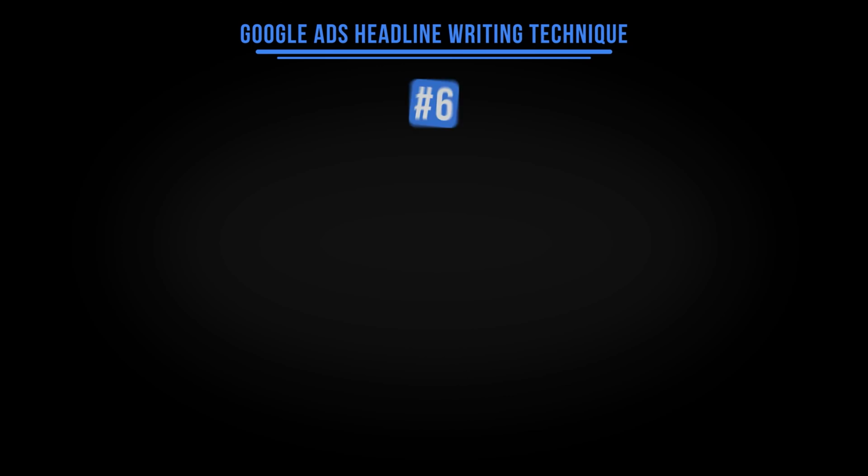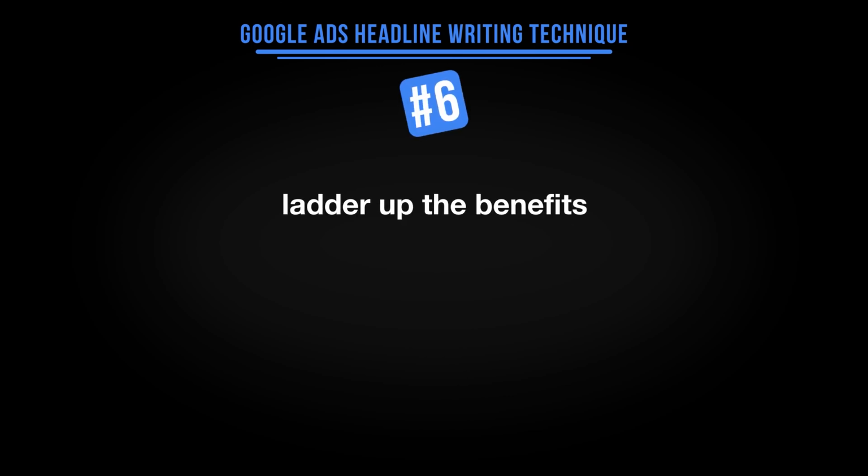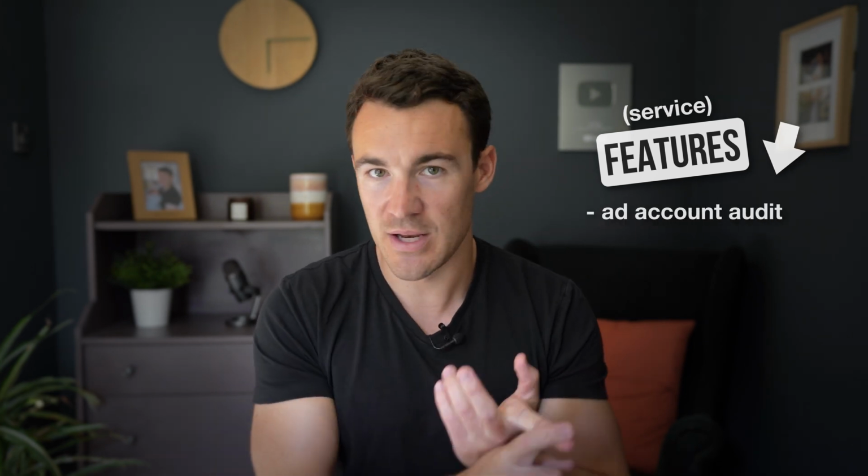Headline writing technique number 6 is to ladder up the benefits in your headlines, right? So you've probably already heard benefits over features. I'll just quickly recap that and then I'll talk about the next step on from that, which is what I want to cover in this point. So just to give an example, our Google Ad service includes many different component parts, many different features. So things like we're going to do an ad account audit if you've already been running ads.